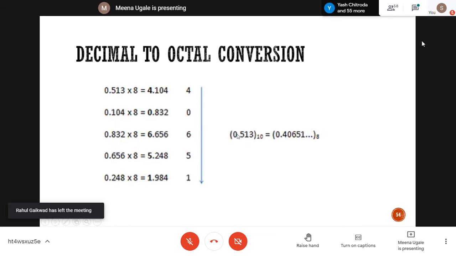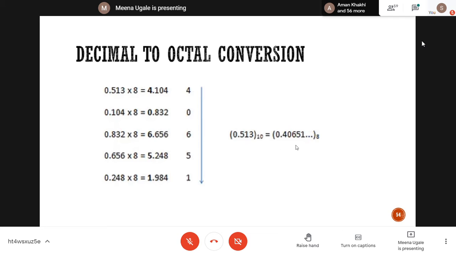So how am I going to write it? Read this number from top to bottom. I'm writing here 0.40651 and dot dot dot, because this multiplication can be further continued. But normally we round the fraction up to 2 digits or 3 digits. Maximum here go for 5 digits. Don't go beyond 5 digits. And then you can write dot dot dot, or you can complete the bracket and write the base 8, because 5 digits is considered enough of an answer for conversion.